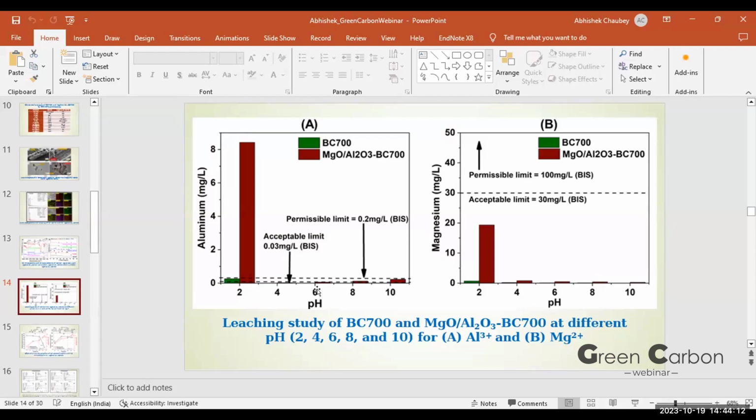And we also compared it with the Bureau of Indian Standards 2012 drinking water standard, and we found that for aluminum the acceptable limit is 0.03, and for magnesium 0.2. So for all these biochars, the leaching was within the permissible limit for aluminum, and for magnesium it was within the permissible as well as the acceptable limit.